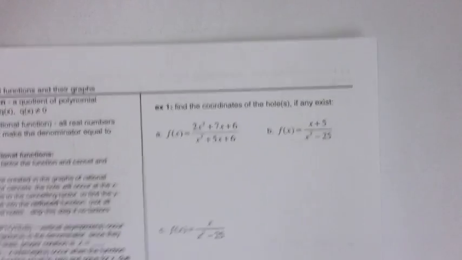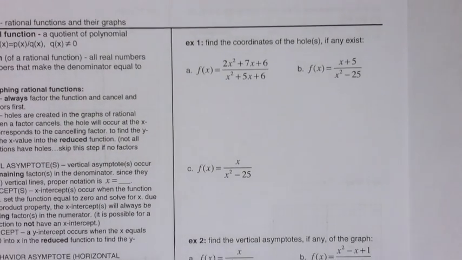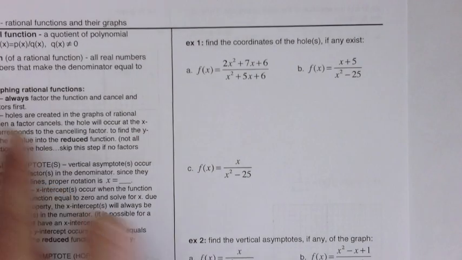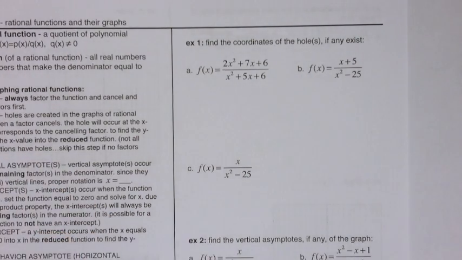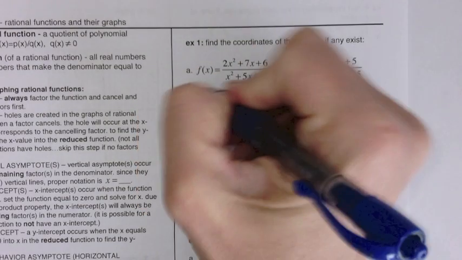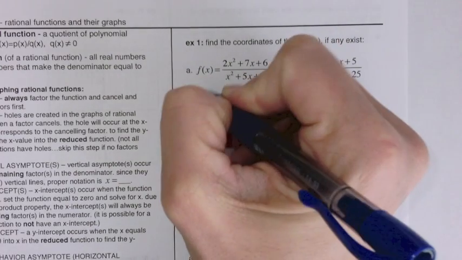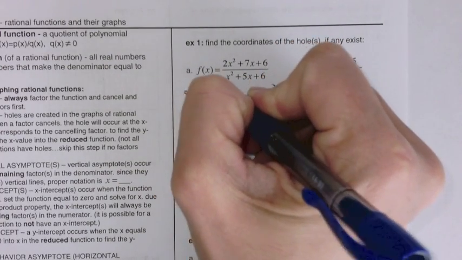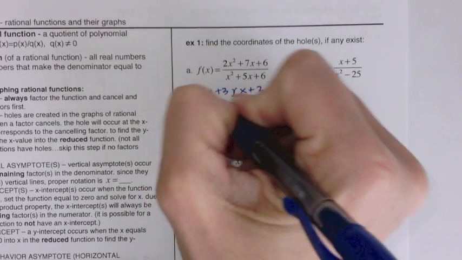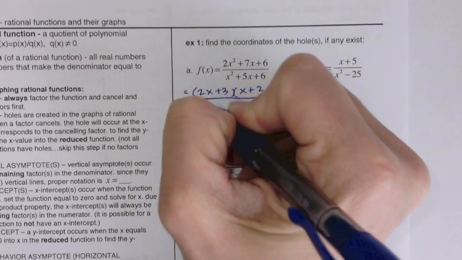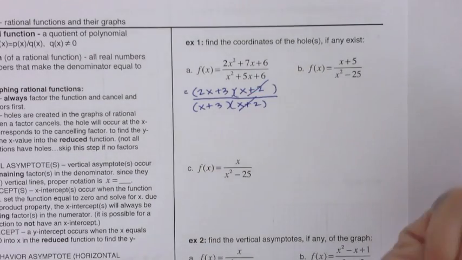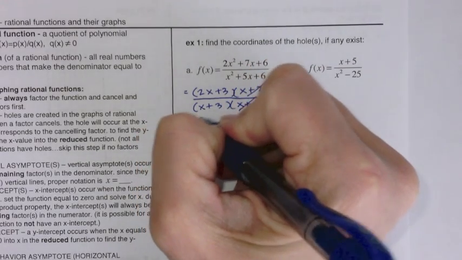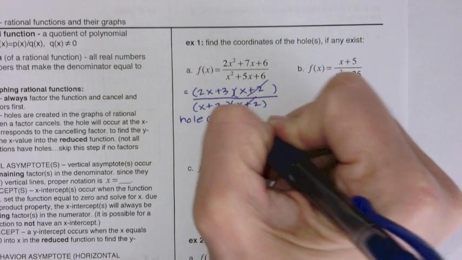So example 1 is just to find the coordinates of the holes, if any exist. So remember, step 1 is to always factor, and step 2 is to realize that if a factor cancels, then that is the x value that's going to create the hole. So when I t-chart this up here, I'm going to get 2x plus 3 times x plus 2 all over x plus 3 times x plus 2, and what you'll notice is that these factors cancel, so that means that we have a hole at x equals -2.